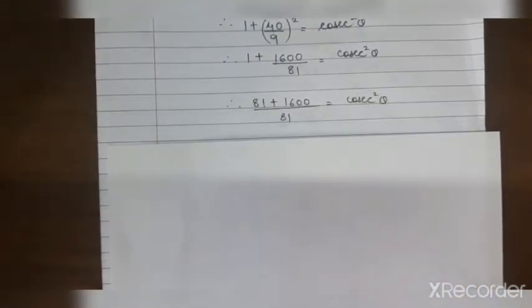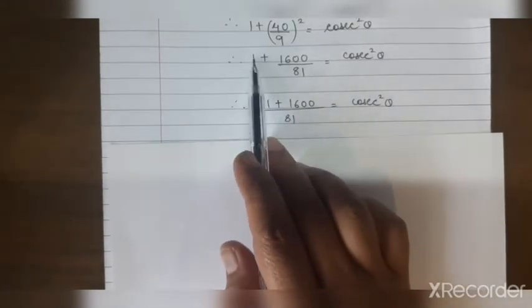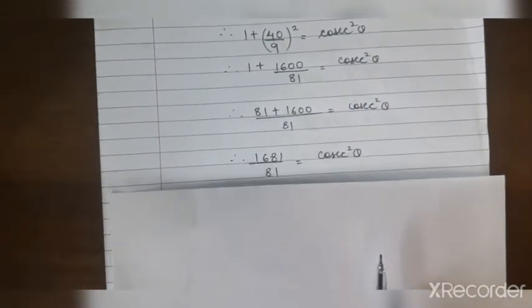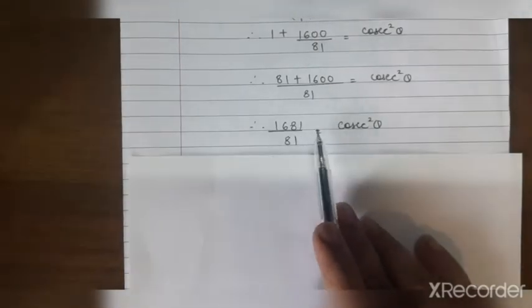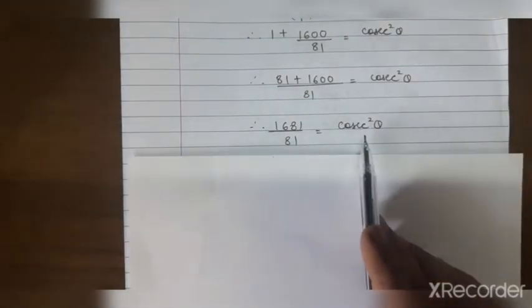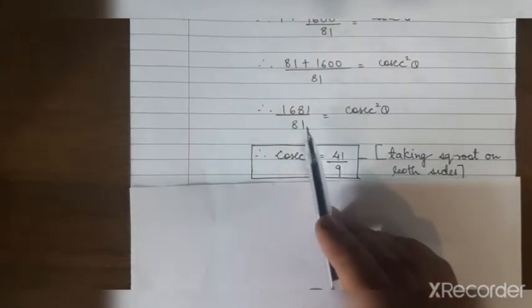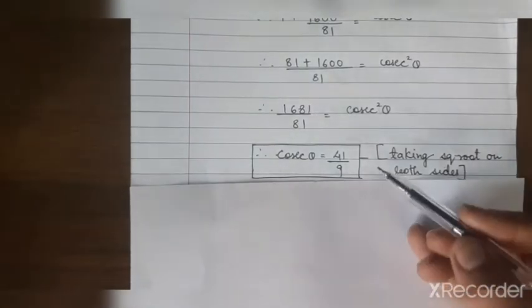Now equalize the denominators. Since 81 becomes the common denominator here, you have to multiply 81 with the 1 also. So it becomes 1681 upon 81 equal to cosec square theta. Now 1681 is a square, 81 is also a square, and cosec square theta is also a square. So taking the square root on both sides, we get 41 upon 9. Maybe you don't know whether the square of 41 is 1681, so we can use the factorization method. You can find it through factors. So this is the answer for cosec theta.